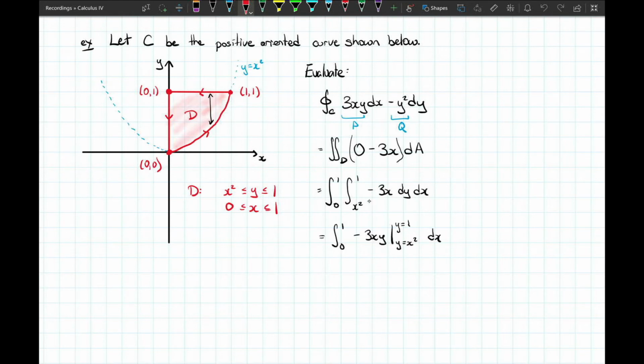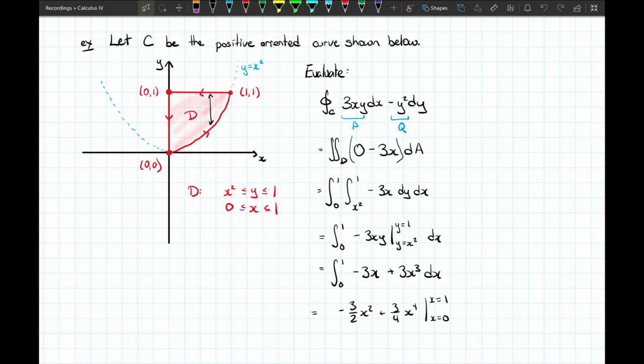The antiderivative of negative 3x with respect to y is negative 3xy, and that needs to be evaluated from y equals x squared to y equals 1. Well, that just gives us a polynomial in terms of x. And then we can find an antiderivative and evaluate from x equals 0 to x equals 1. This will finally result in just a single value.